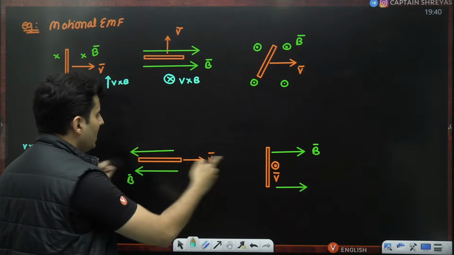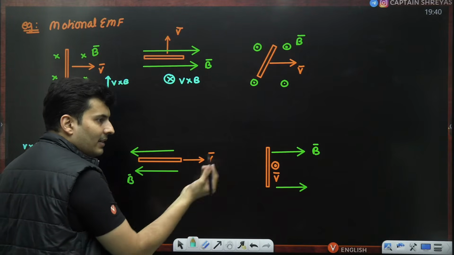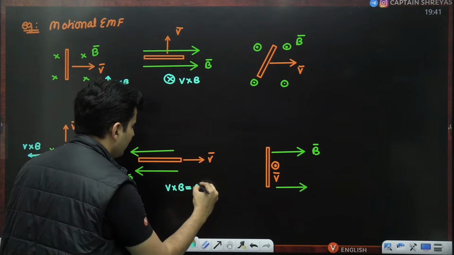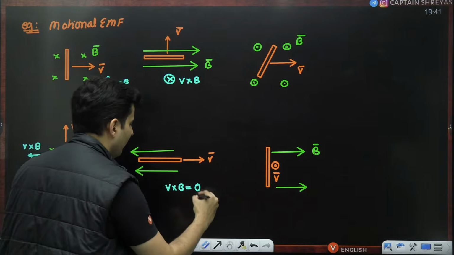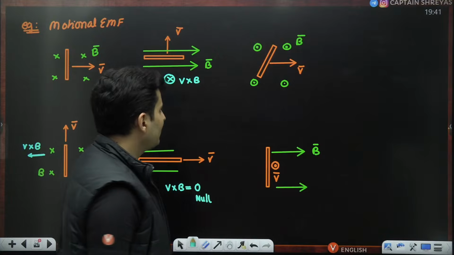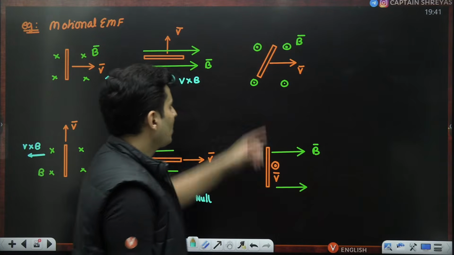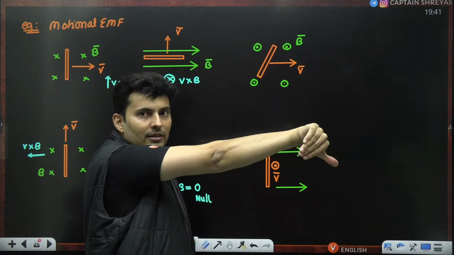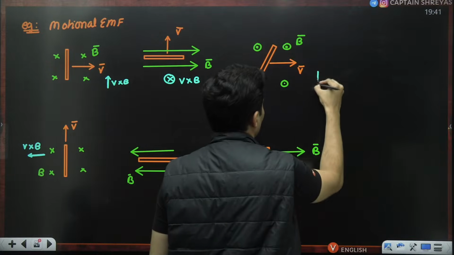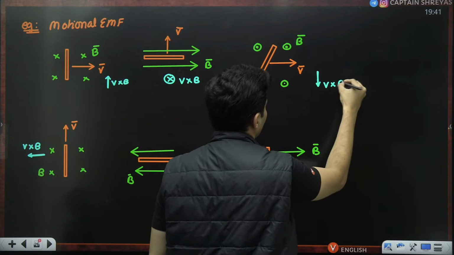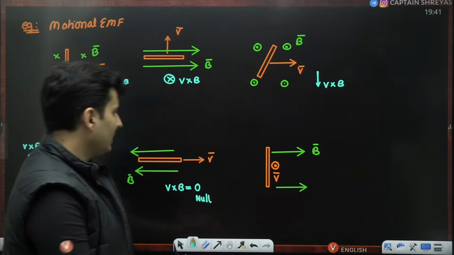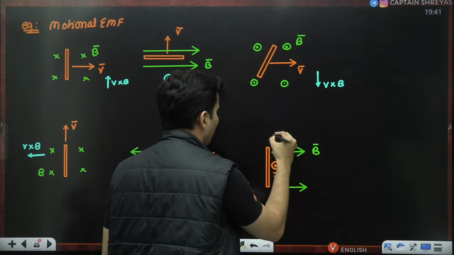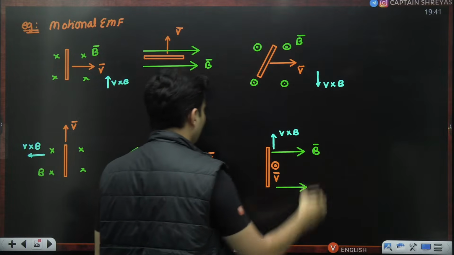Here, V and B are opposite, angle is 180, sine 180 is 0, anti-parallel vectors, cross product is going to be a big fat 0. It is a null vector. So things are going to be 0 here anyways. Coming to this part, V is right, magnetic field is towards you. I think it goes down, so V cross B is basically downwards. Here, velocity is towards you, magnetic field is towards the right. I think V cross B goes upwards like this.